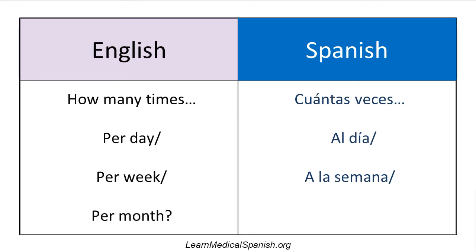So the difference there is that if it's masculine and it's a él, that becomes al. It's like a contraction where you put a and el together. But if it's feminine and it's a la, then it's not a contraction. You just keep the two words separate, like a la semana. Next one is per month. Al mes.